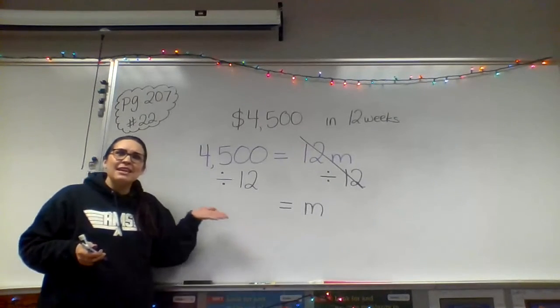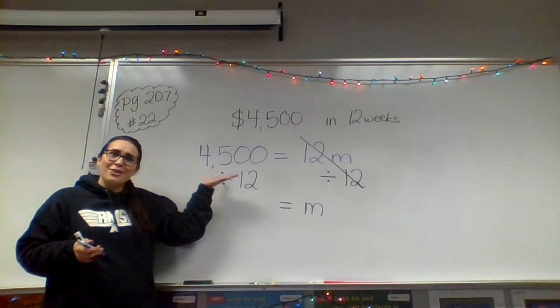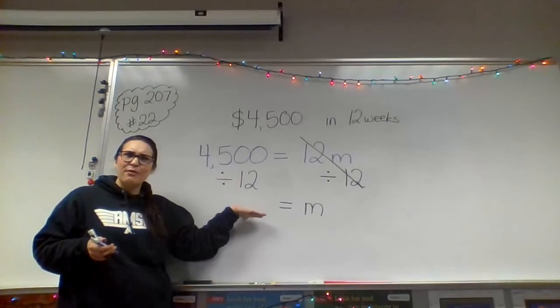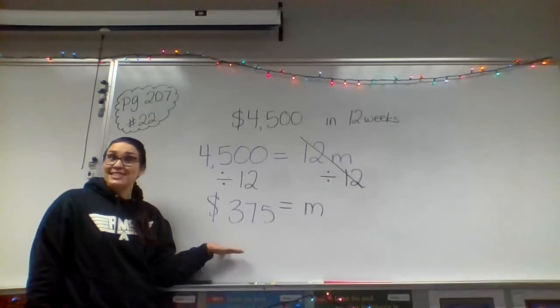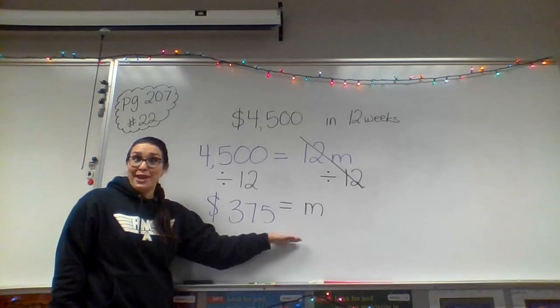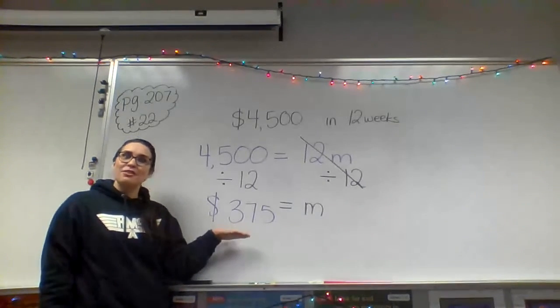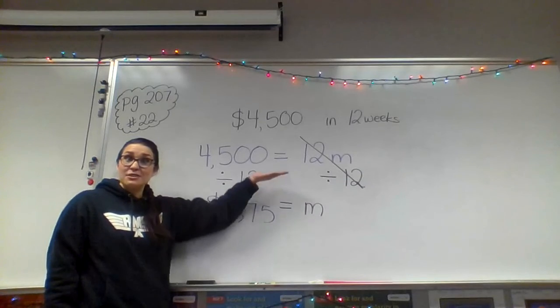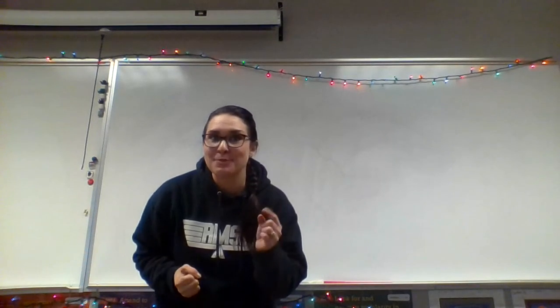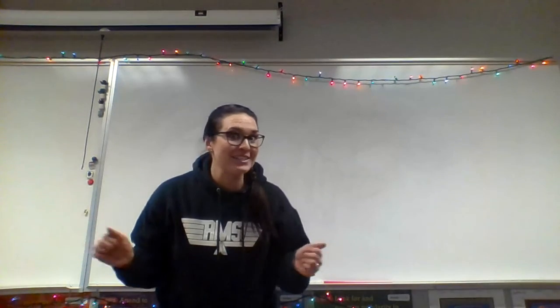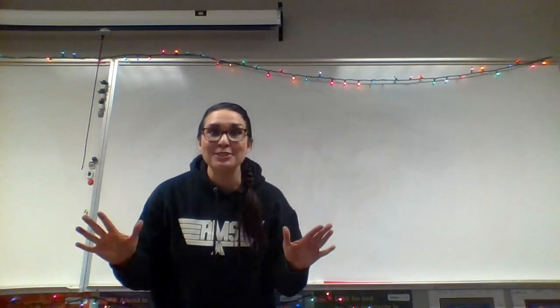So now let's think, well, if I have $4,500 and I divide that into 12 weeks, how much money did he make each week? So our friend earns $375 per week, which is m. That means that 375 is the solution to this equation. All right, my friends, that was just a quick run through of solving these equations with multiplication and division. As always, if you have any other questions, please let me know.